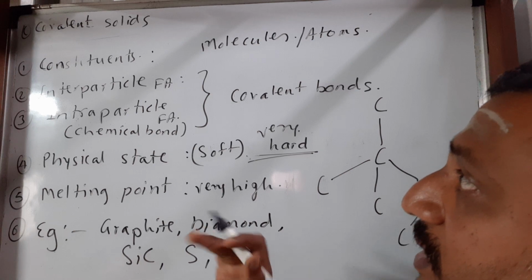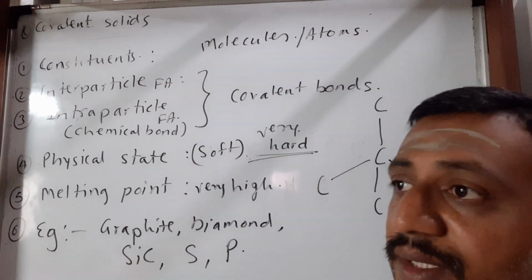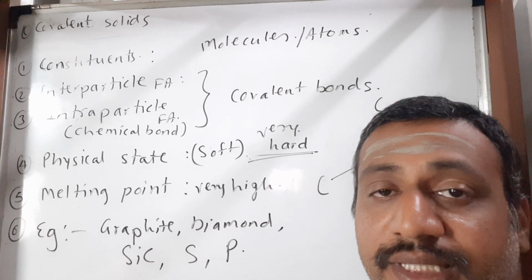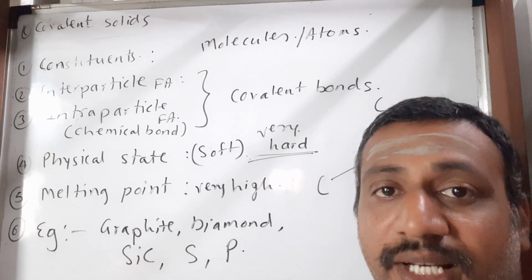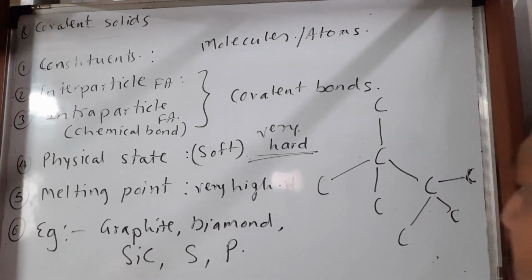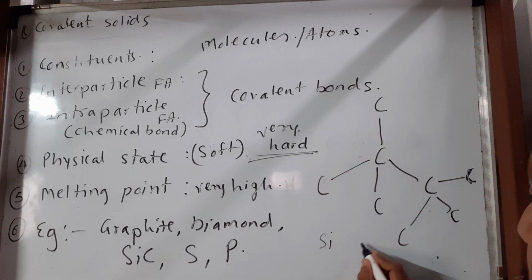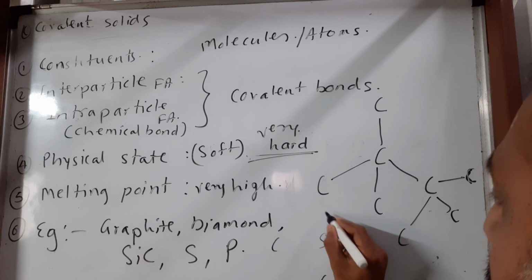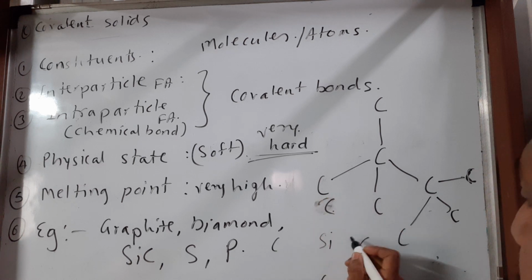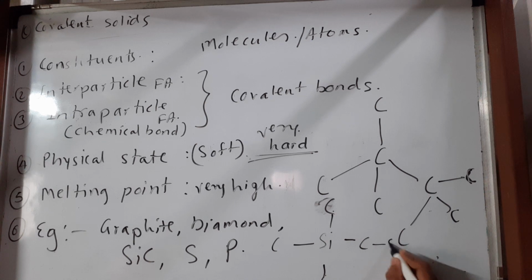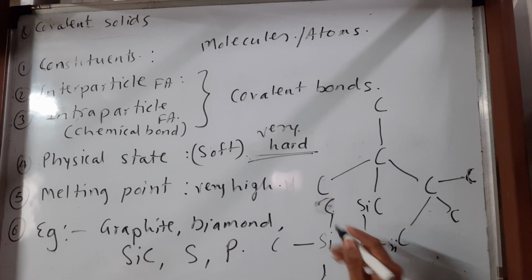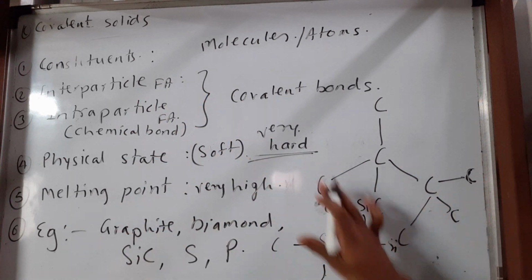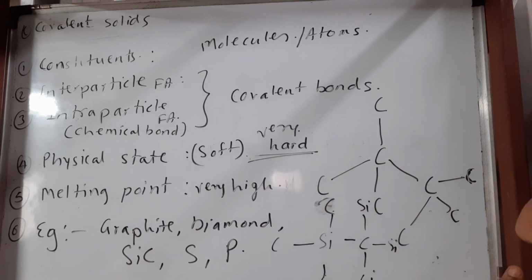But in the case of the molecular solids we discussed first, there is an interparticle force of attraction. Here all bonds are covalent bonds. Even in silicon carbide, SiC, each silicon is connected to 4 carbon atoms, and each carbon is connected to 4 silicon atoms. So all are covalent bonds. Interparticle force of attraction doesn't exist. All forces of attraction are covalent bonds. That is the difference. The remaining things are written here.